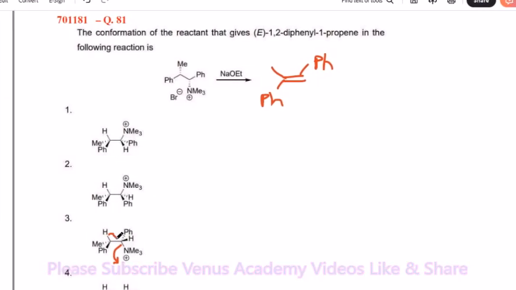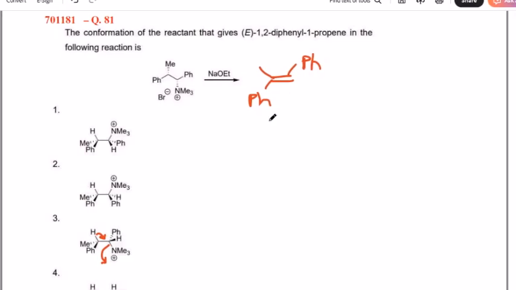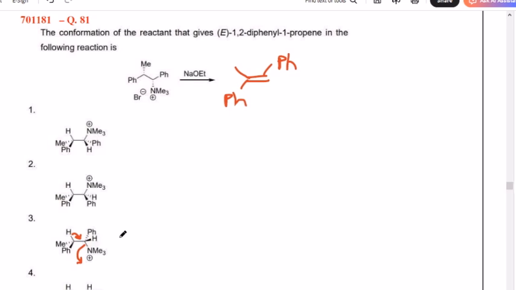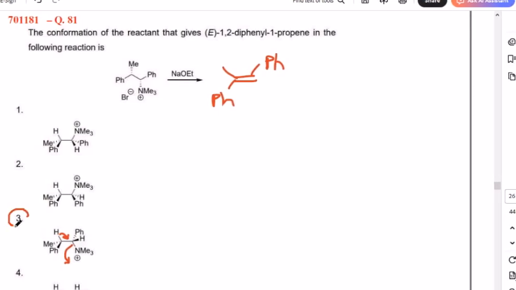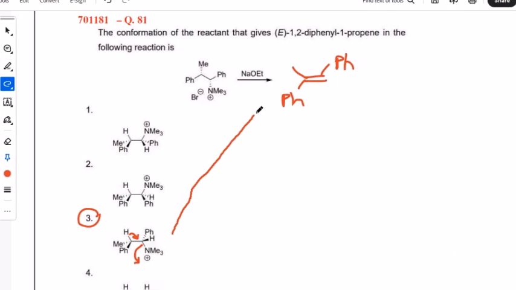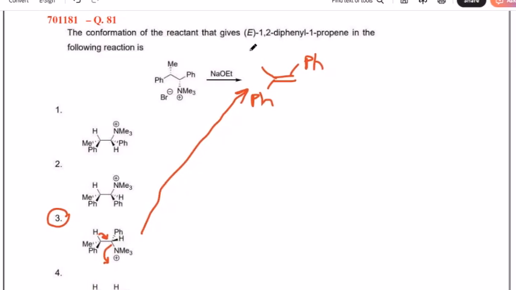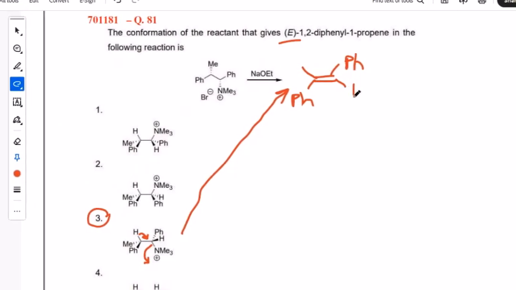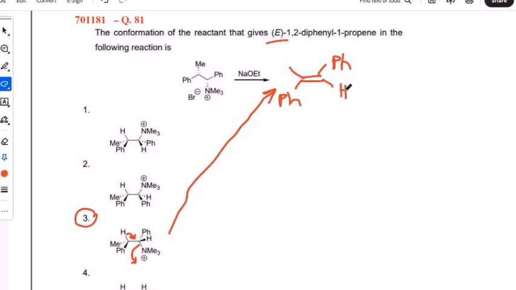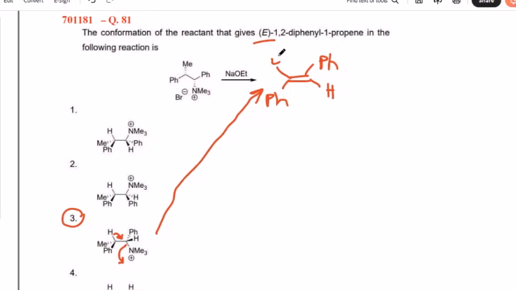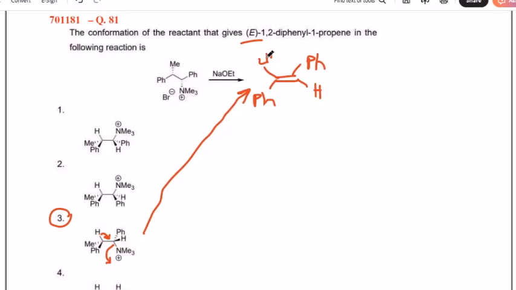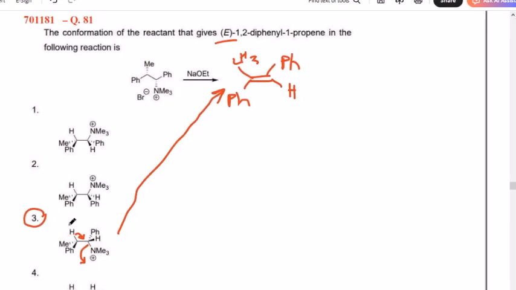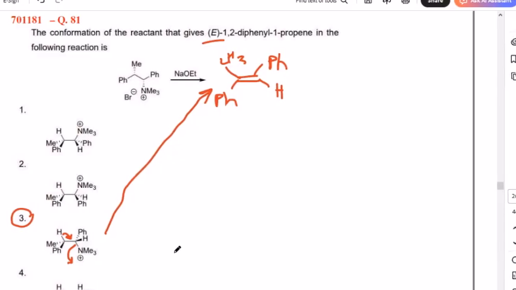So it is going to go here, and it is going to give this compound, that is question number 81, option 3. It is going to give trans elimination. It is going to give this E compound. This orientation is E, right. So here it is hydrogen, here it is methyl, that is CH3. So this is going to happen when these two are trans to each other. So option number 3 is the correct option, friends.